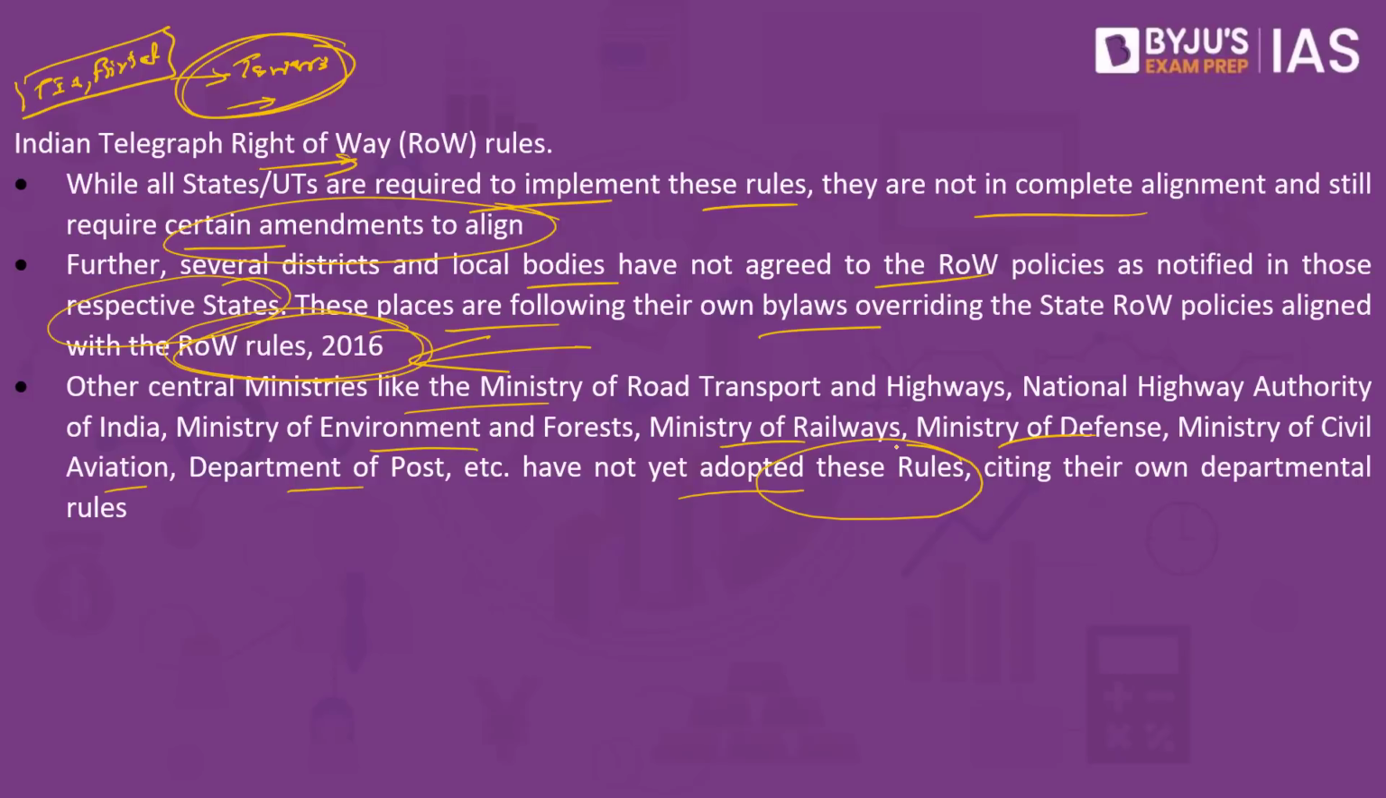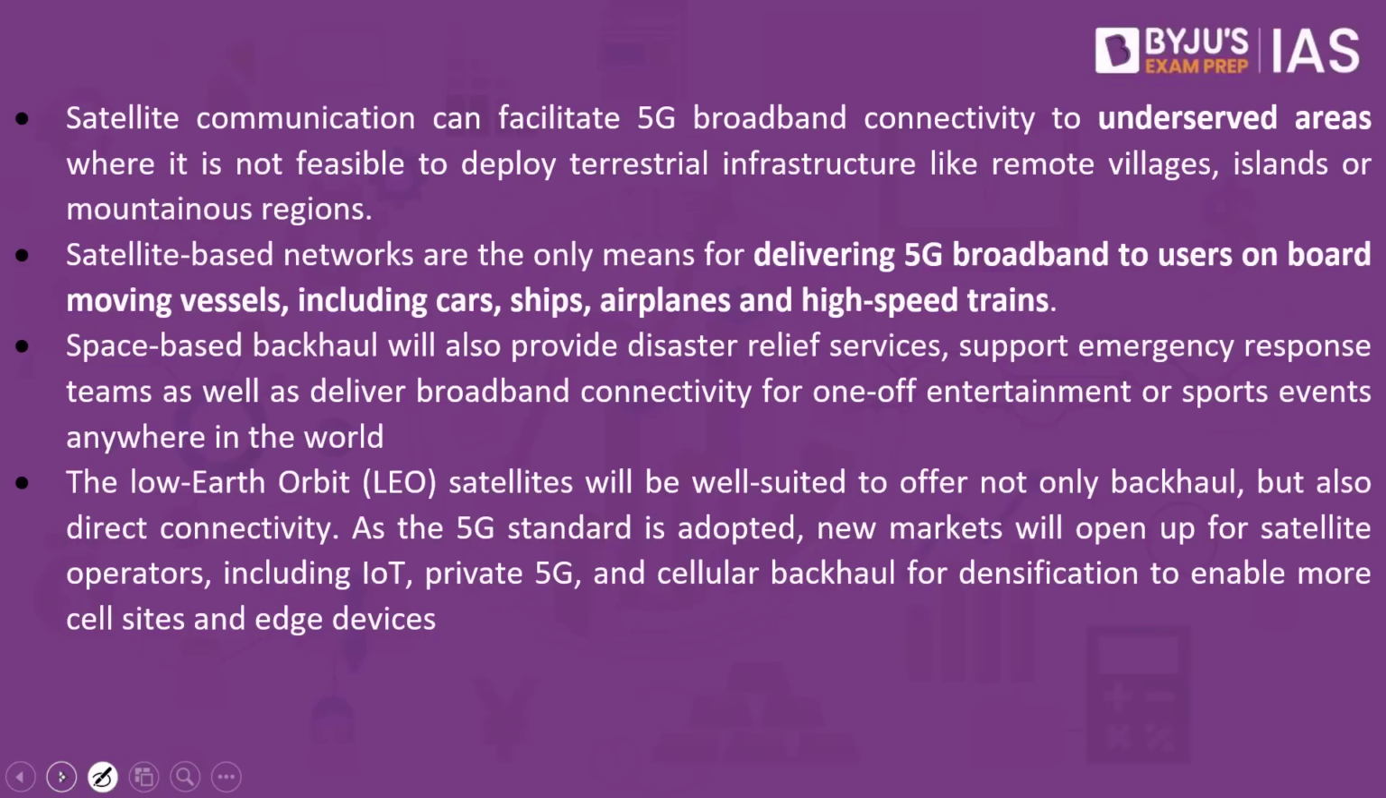Added to it, the article also goes on to say that if we cannot have this fiberized model of internet penetration, can satellite communication help in 5G deployment and improve the network backhaul? This article says yes, to a minimal level. Satellite communication can facilitate 5G broadband connectivity to underserved areas where it is not feasible to deploy terrestrial infrastructure, like remote villages, islands or mountainous regions. In all those cases where fiber optics cannot grow, we can make use of satellite communication.